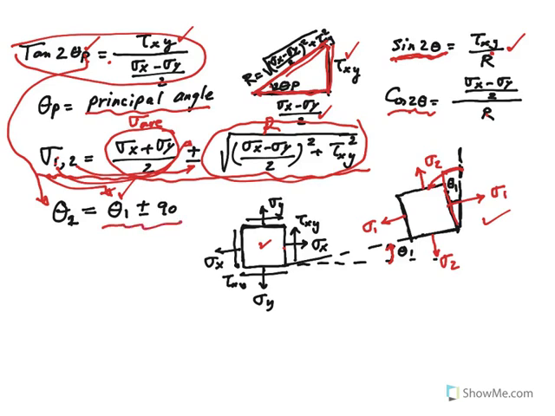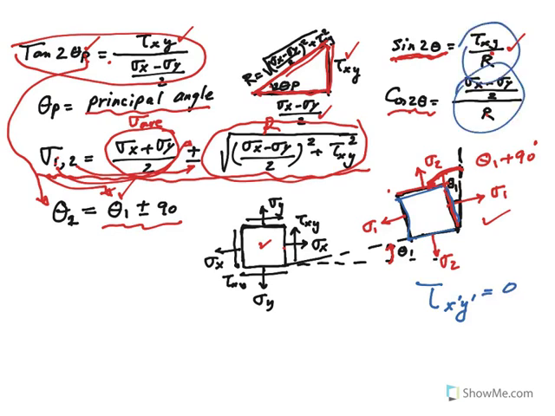So the plane between sigma 1 and sigma 2 is 90 degrees. So theta 1 plus 90 degrees will give you theta 2. Notice that the shear stress on this plane or on this plane is going to be 0. So if you go ahead and try to find tau x prime y prime based on the transformation equation and based on the sine 2 theta and cosine 2 theta, you get 0. So the important thing is that the shear stress on the principal plane is equal to 0. And that's always a rule.